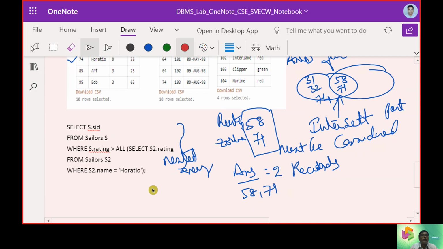So name is equal to Pareto. All should satisfy 58, 71. All should satisfy the conditions of rating, that is 7 and 9. So obviously it should be greater than 7 and greater than 9 if such is the case. So we will get only 58 and 71 from this model.